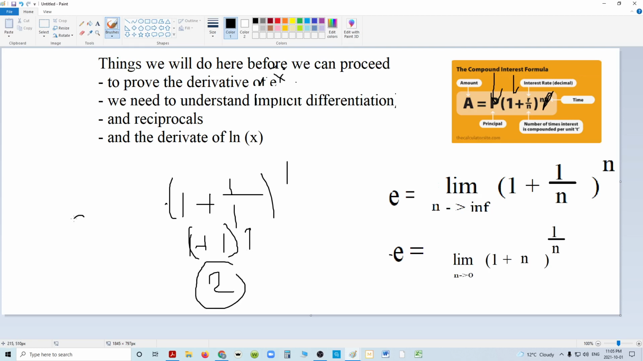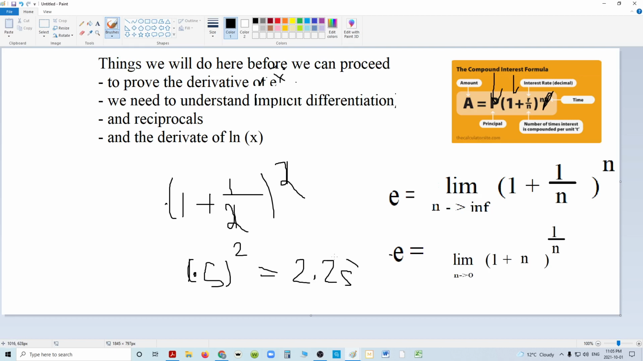That makes perfect sense. You started with $1. I gave you 100% interest, and you ended up with $2 because I gave you 100% interest and only compounded it once. Makes sense. What if I compound it twice? You start with $1. I'm going to give you 100% interest rate, but I'm going to compound it twice, which gives me a 2 here and a 2 here. Well, this comes to 1.5 squared, which comes to more than $2, $2.25.